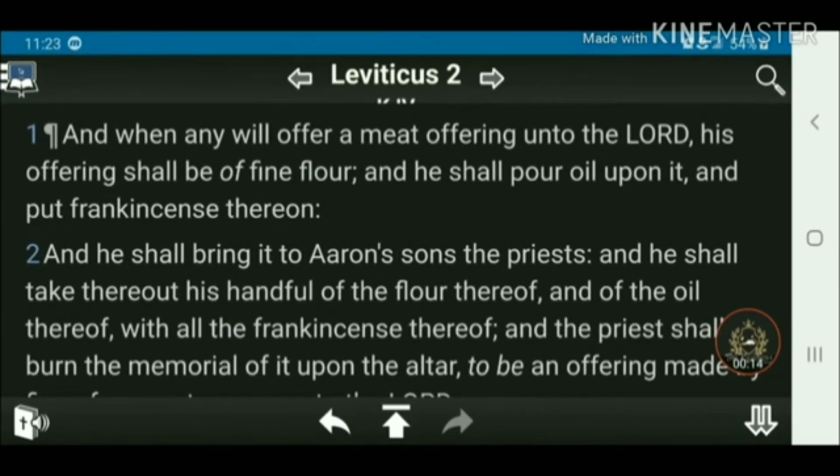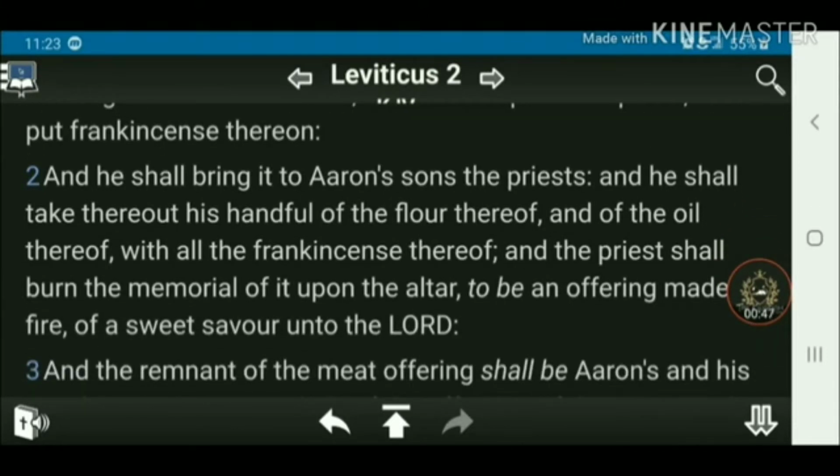Leviticus chapter 2. And when any will offer a meat offering unto the Lord, his offering shall be of fine flour, and he shall pour oil upon it, and put frankincense thereon. And he shall bring it to Aaron's sons the priest, and he shall take thereout his handful of flour thereof, and of the oil thereof, with all the frankincense thereof, and the priest shall burn the memorial of it upon the altar, to be an offering made by fire of a sweet savor unto the Lord Yahweh.